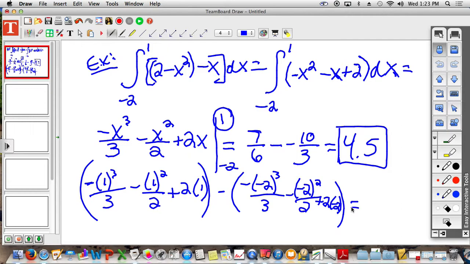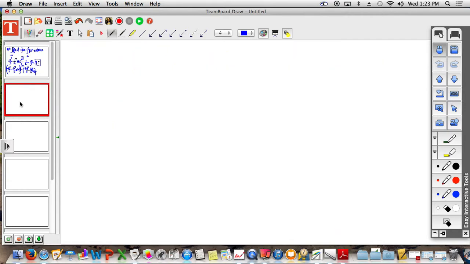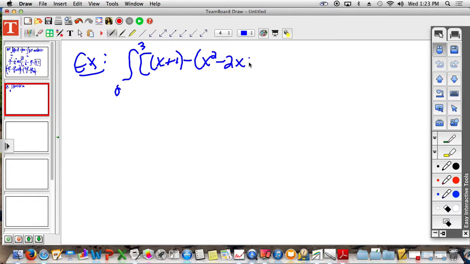Okay, second example. This is what we came up with yesterday. We had the integral from 0 to 3 of x plus 1 minus x squared minus 2x plus 1. Finish your bracket, the dx. That's what we had in our notes yesterday. Our job now is to actually subtract them, simplify, and then integrate it.